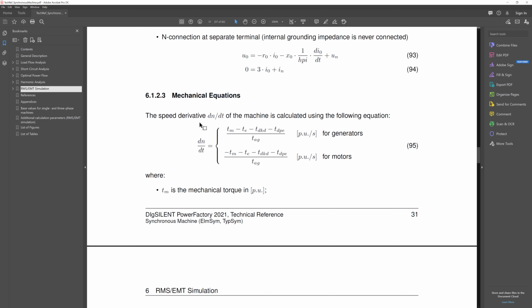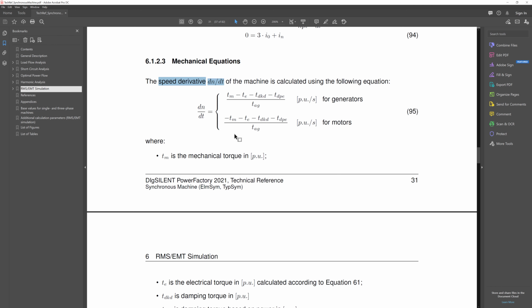Here, as you can see, this is the speed derivative. Equation 95 is similar to the swing equation, okay? The swing equation, remember I showed you, is the second derivative of the rotor angle, but that is equivalent to the first derivative of the rotor speed, okay? PowerFactory internally is using the first derivative of this rotor speed. And also you must remember that at the very beginning I showed you the swing equation using torques, okay? Mechanical torque and electrical torque, okay?